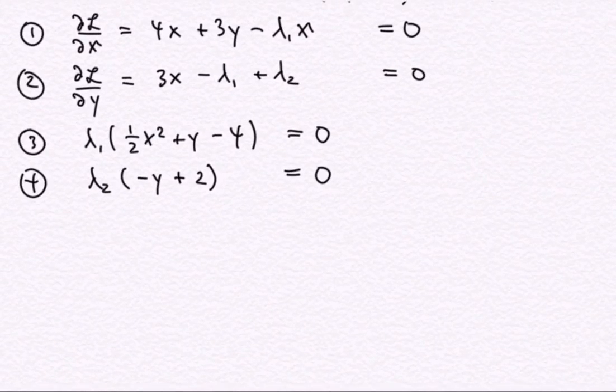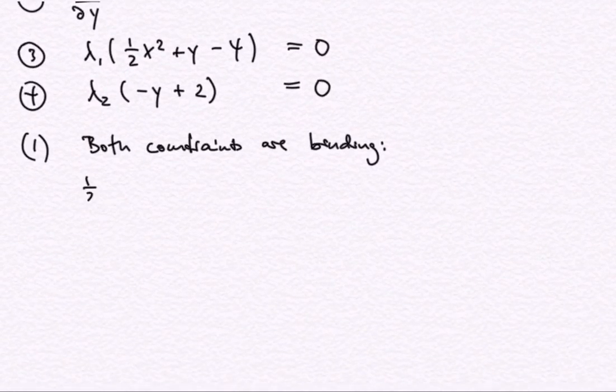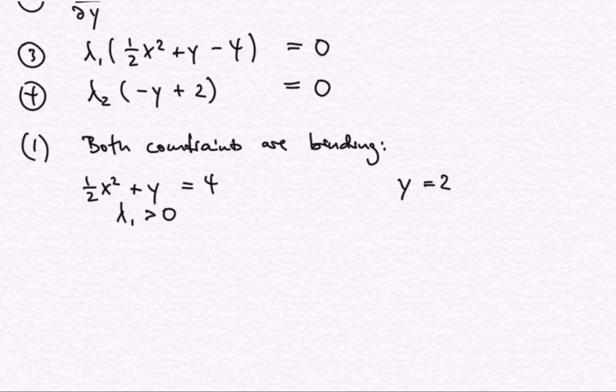And again, we have 4 equations and 4 unknowns: x, y, lambda 1, and lambda 2. And again, we're going through the different configurations of activity and inactivity of the constraints. And so we begin again with the case that both constraints are binding. This means that 1/2 x squared plus y is equal to 4, and lambda 1 therefore strictly positive, and y is equal to 2, and lambda 2 therefore strictly positive.